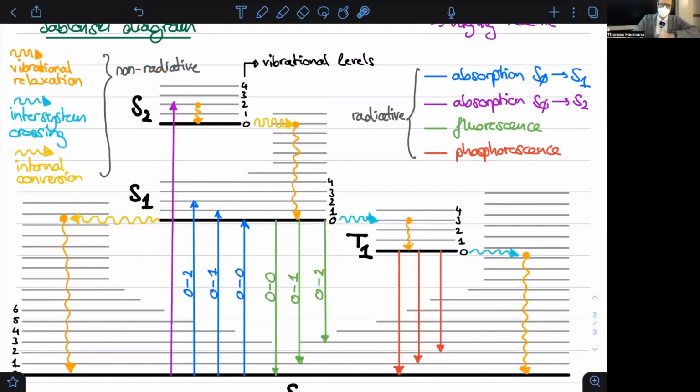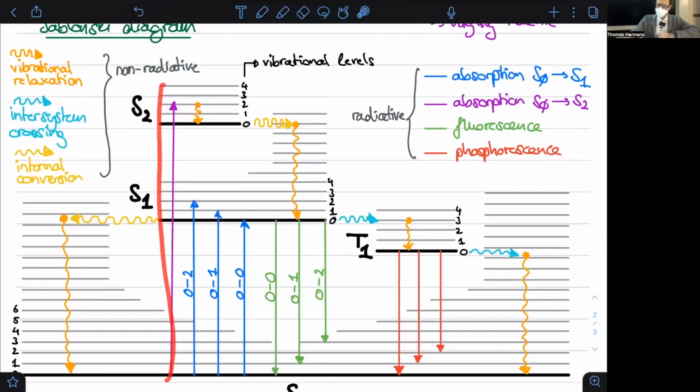As we saw last class, when you have absorption, you can have absorption from the ground state to different levels, right? You can go from ground state to ground state. You can go from ground state to this first vibronic level, or the second, or the third, or the fourth, etc. Or you can go to a higher excited state, and then the molecule will relax. We'll get back to that.